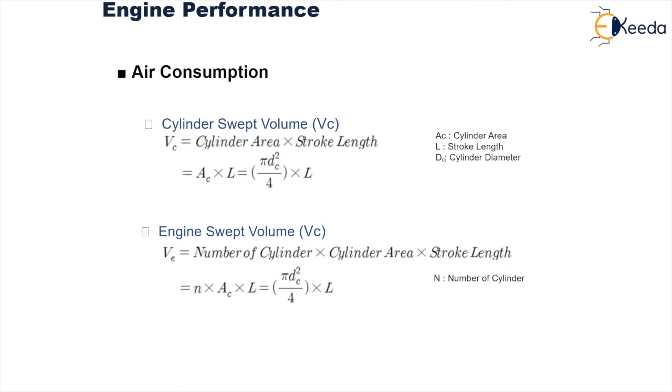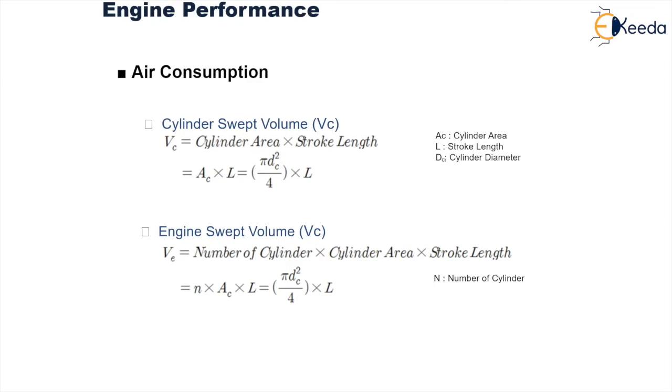Then you have the air consumption. How much air is sucked into the combustion chamber? It is given by two volumes. One is the cylinder swept volume, that is VC, given by the cylinder area into the stroke length, and the engine swept volume, in which an additional factor is included, which is the number of cylinders.